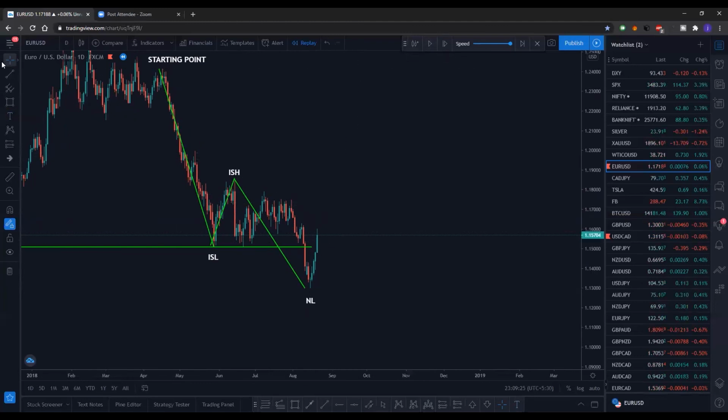And now we are doing a pullback. Okay, again, we don't know whether this pullback will be till here or till here. Even if it is testing till here, we are still officially under a bearish momentum, bearish trend. Okay, so we don't know that yet. So let's see.